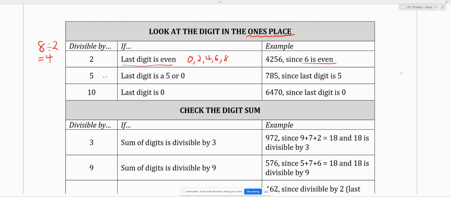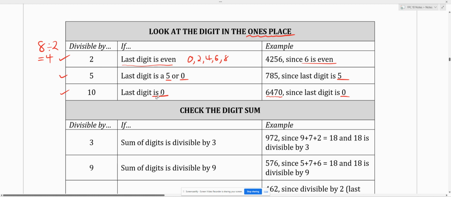Okay, 5, again, another easy one. It needs to end in a 5 or a 0. So 785, since the last digit is a 5, it is divisible by 5. And the last one, if the last digit is a 0 and only a 0, then it is divisible by 10. So 6,470 is divisible by 10 because the last digit is a 0. Those are the easy, quick ones, and use them the moment you see them.